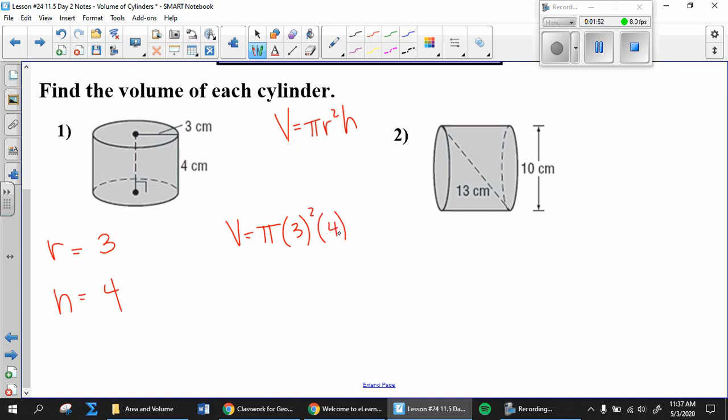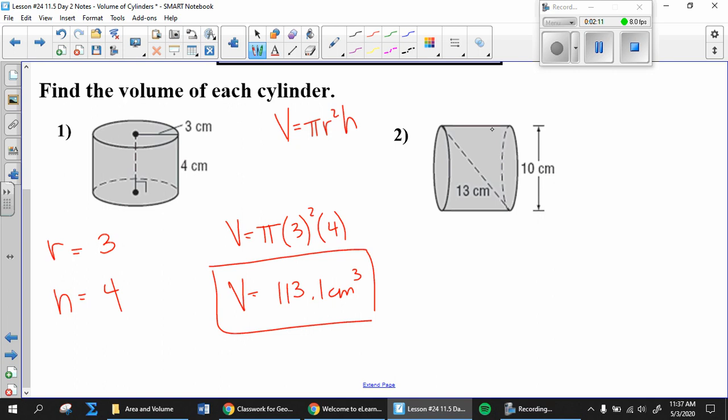We can simply type that into our calculator: 9 times 4 times pi. And so we're going to get a volume of 113.1 centimeters. Remember, volume is cubed.